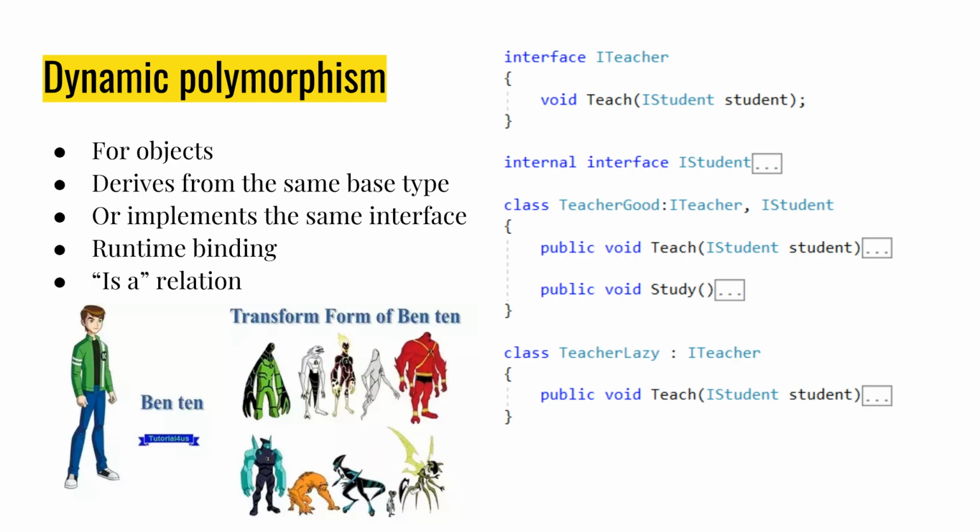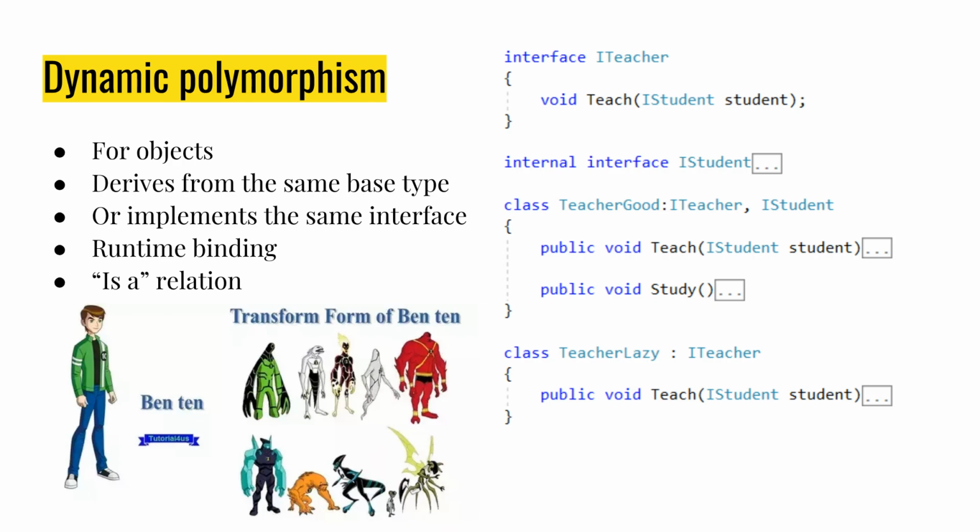So, in this example, we see a teacher interface and a student interface. A teacher can teach, and a student can study. A good teacher learns and teaches at the same time. So a good teacher needs to be a combination of both teacher and student. Thus, he implements both interfaces. A good teacher is both IStudent and ITeacher. A lazy teacher is just a teacher. He just teaches and is not willing to learn.